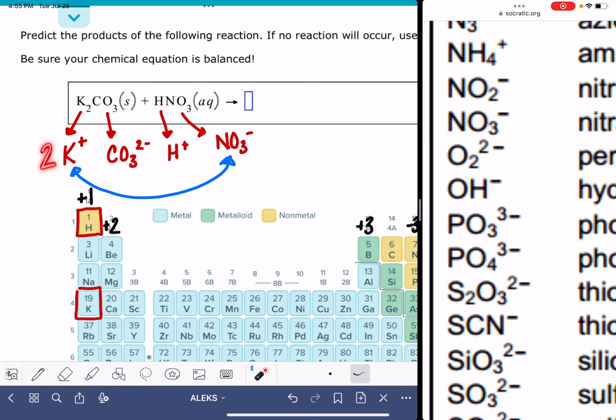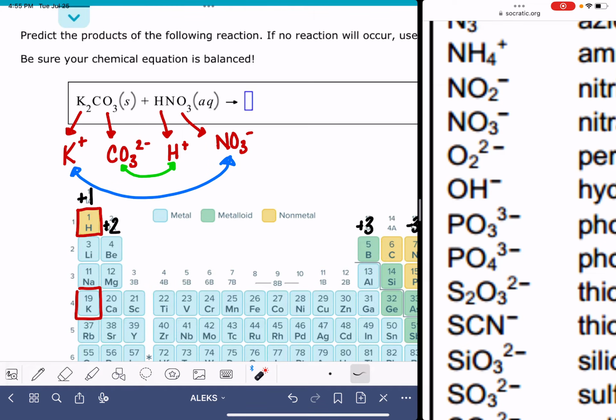Now this 2 that I wrote in front here, I'm going to get rid of it, because we may not necessarily need 2 of those potassiums in this formula. So our potassium ion we know is going to be connecting with the nitrate, and our H+ ion is now going to be connecting with the CO3. And again, this is double displacement where the cations just swap which anion they are bonded to. So the H+ is not anymore going to be bonded to the NO3, the H+ is bonding to the other anion.